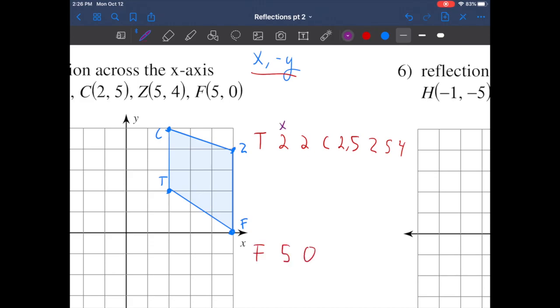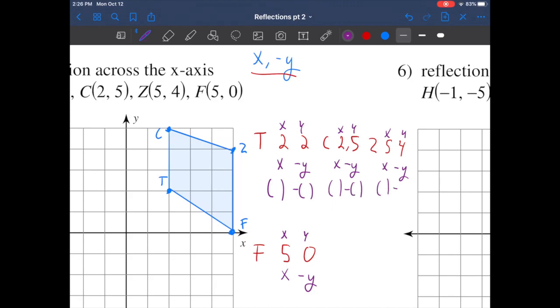Now let's just label X and Y for each point. Let's label our formula, which is X negative Y, for each point. Now let's put our parentheses. Remember, parentheses and sign goes on the outside.